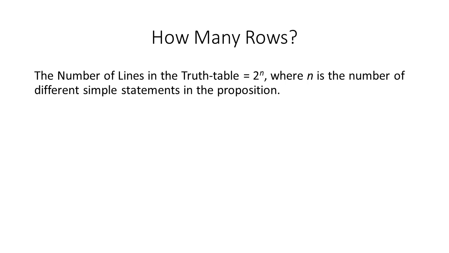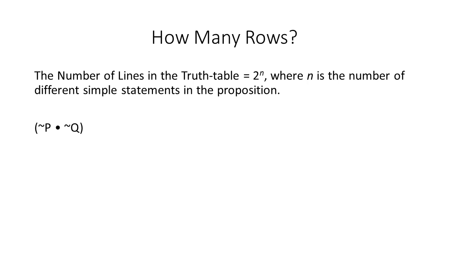Okay, so here's a mathematical formula so you can figure out how many rows there are in a truth table. Remember, rows go across. So the number of lines in the truth table is 2 to the nth power, where n is the number of different simple statements in the proposition. Okay, so what does that mean?